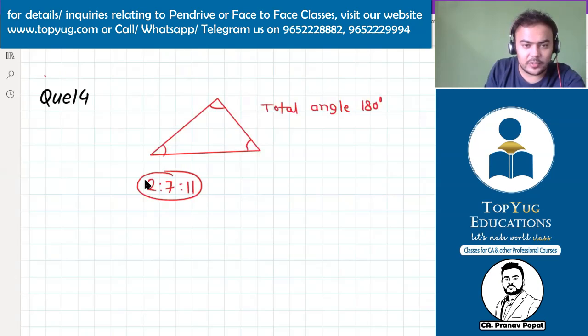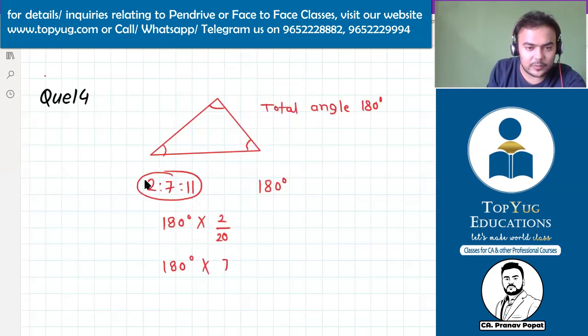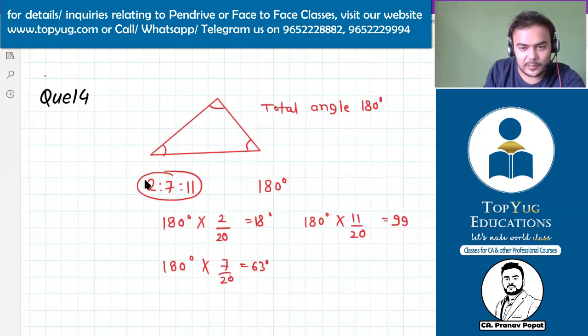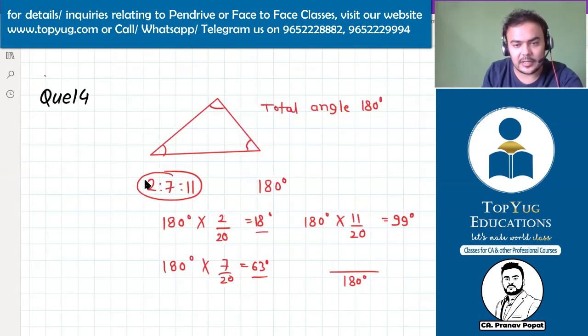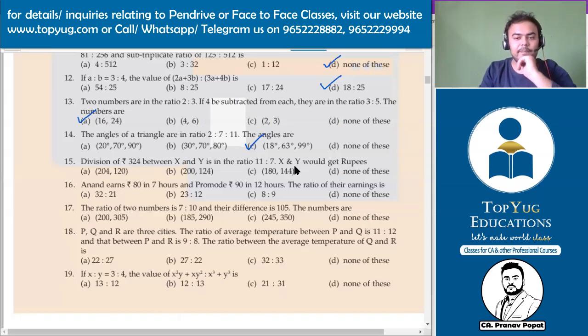Now, in this ratio, you need to distribute this 180 degrees. So 180 degrees into 2 by the total, 2 plus 7 is 9, plus 11, that is 20. Then 180 degrees into 7 by 20. Then 180 degrees into 11 by 20. Here you will get 18 degrees. Here you will get 63 degrees. You will get 99 degrees. The sum of all is 180 degrees, and that is the split: 18, 63, 99. Option C.